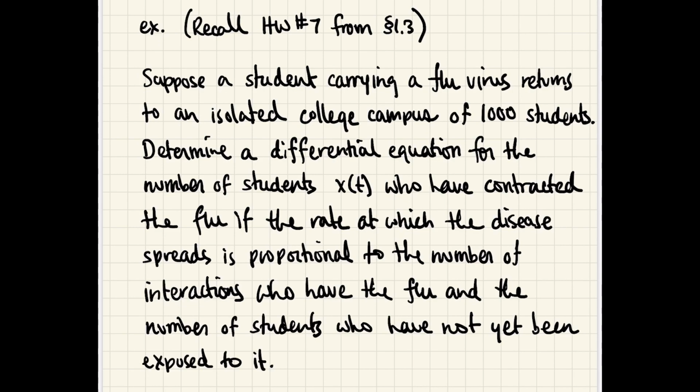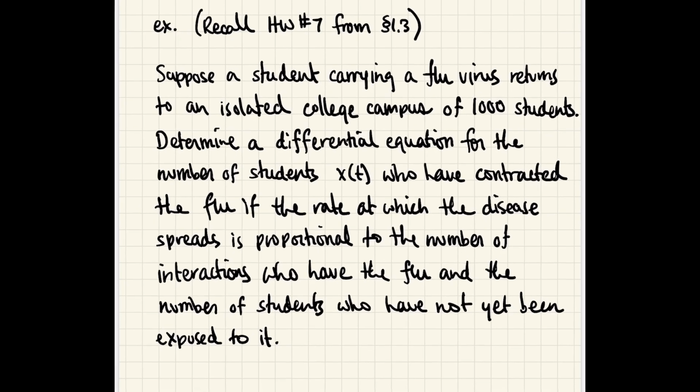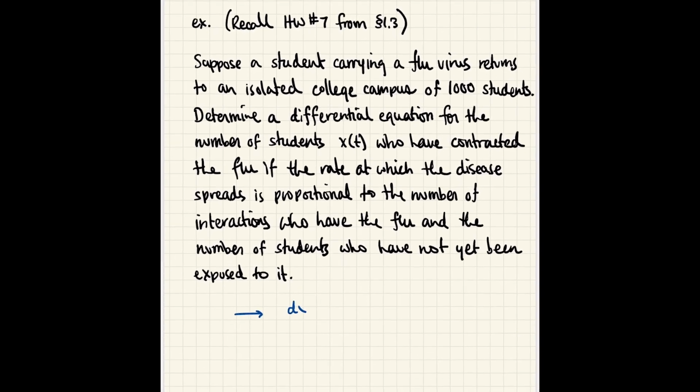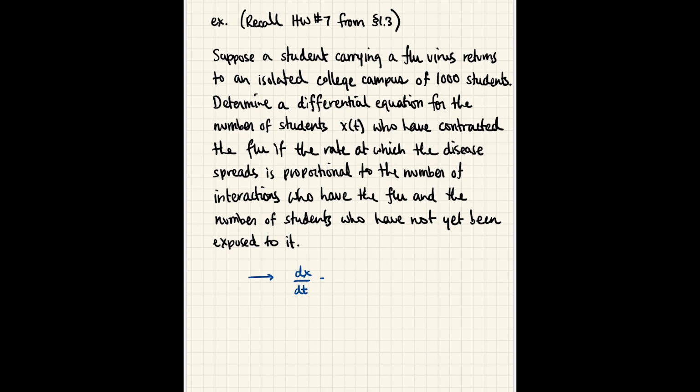But we don't need that to actually establish the differential equation, but we do for the initial value. Of course, in your homework, you were only asked to come up with the actual differential equation as it's written here. And you obtained this as your differential equation: dx/dt is equal to k times x times (1,000 minus x), where x is the number of students who have contracted the flu.